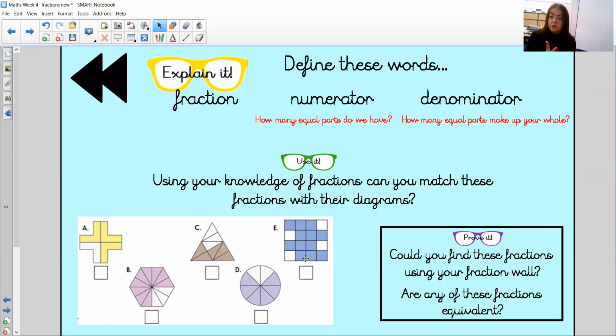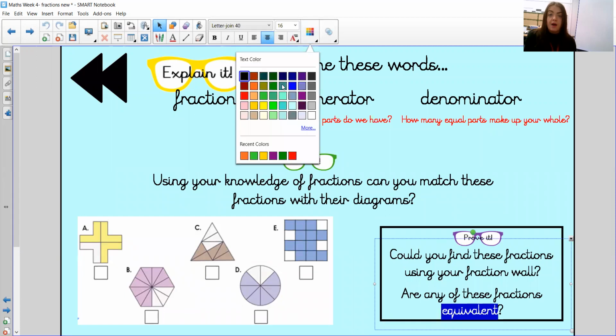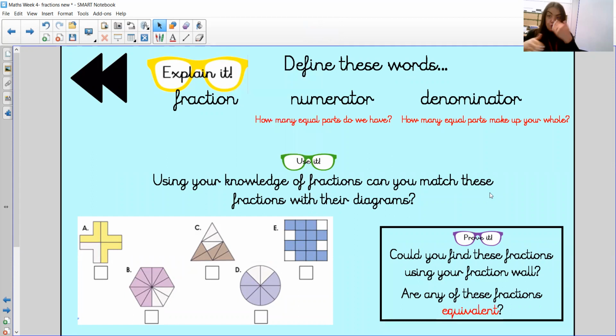Once you've written those, an extra little prove it challenge, could you find them on your fraction wall? And using that knowledge from yesterday, so that word should be red, are any of them equivalent? So remember, let's rewind that word before we get started. It is equivalent if it has or shows the same amount or the same value. So if you look at these fractions on your fraction wall, do any of them give you that same amount of that whole, that bar that you've split up into those parts? Okay. So what are the fractions shown? Are any of them equivalent using your fraction wall? Once you've had a go at that, come on back.